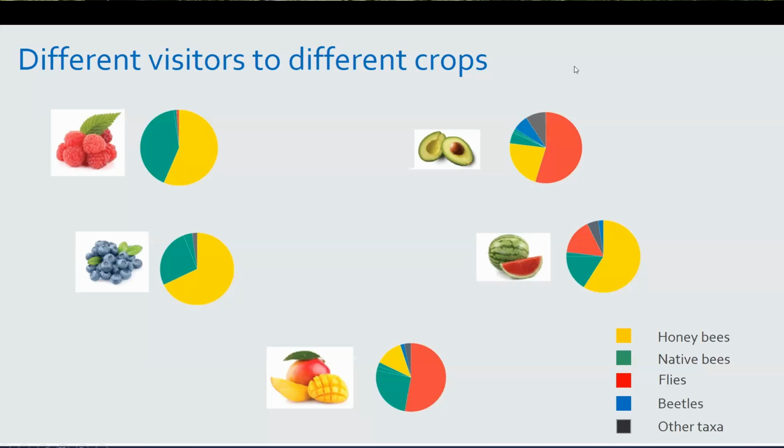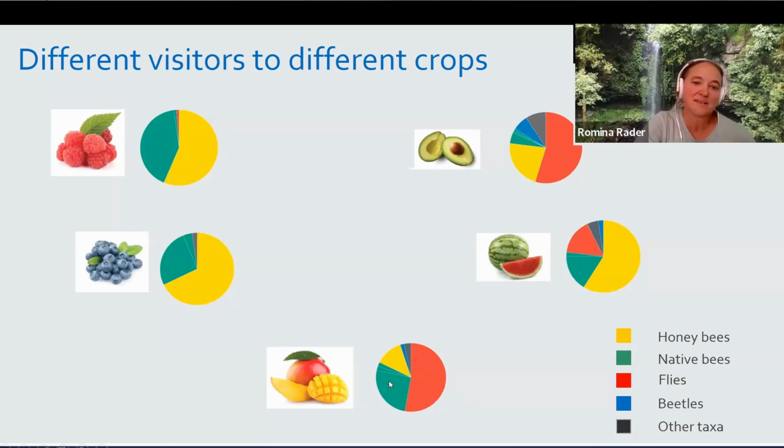The first is raspberry, where we've done most of our work on the northern or mid-north coast of New South Wales. And you can see that in these systems, native bees and honeybees are significant contributors, but there's also some flies in the system. Blueberry is quite similar under that. When you get to avocado and mango, you can see a larger contribution of non-bee insects. These systems are mostly in Queensland, where you get into the tropical systems.